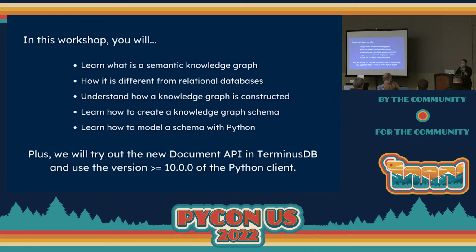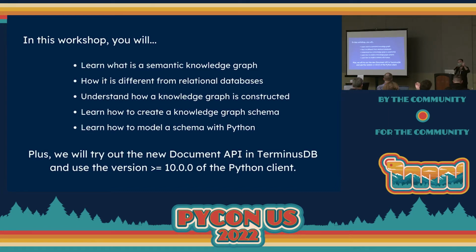In this workshop, we will learn what a semantic knowledge graph is. Again, I emphasize, this is universal knowledge. It's not tied to TerminusDB. We'll try a little bit of TerminusDB, which is open source software, but you don't have to use it if you don't like it. I hope you like it, but if you don't, you don't have to use it.